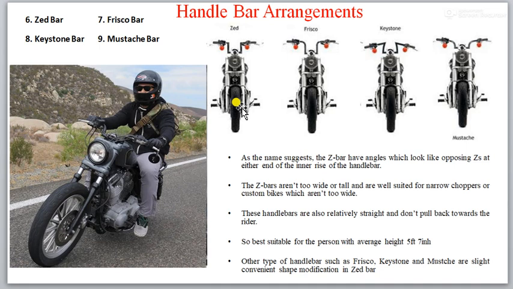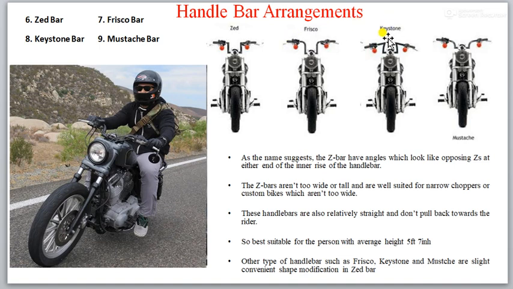If we notice the difference among them, in the case of the Z bar, we have a straight right angle at the second bend of the handlebar, means at the inner rise position we have a right angle, so that's what is called a Z bar. But if you compare with the Frisco, at the inner rise, that is at the second bend, we get somewhat of a curve, and the grabbing position goes somewhat upward.